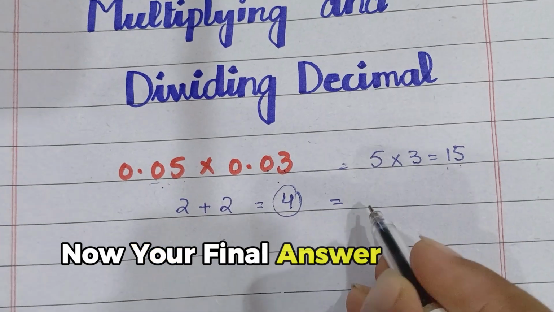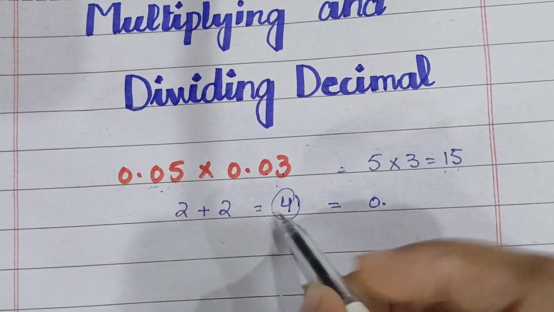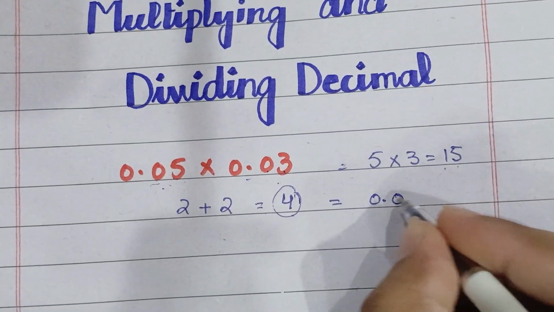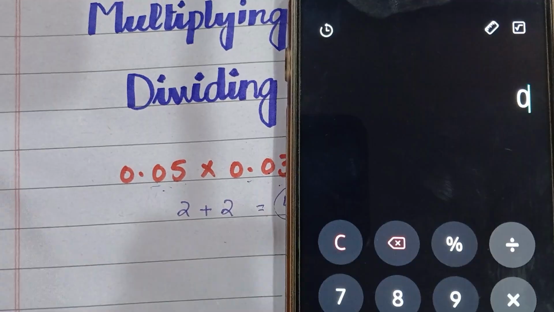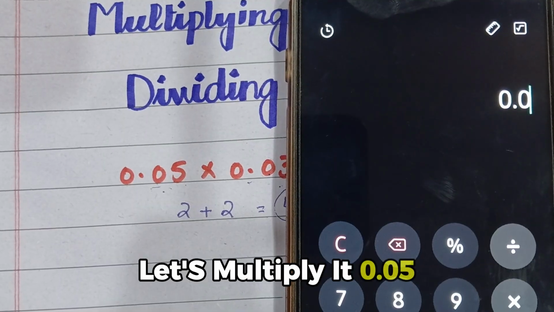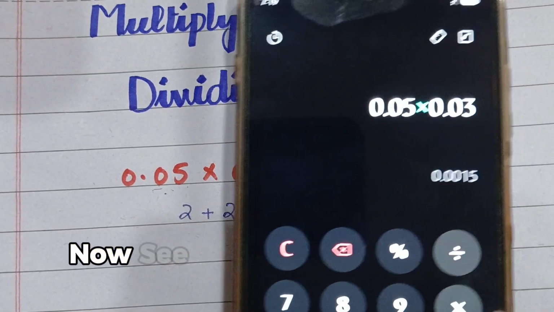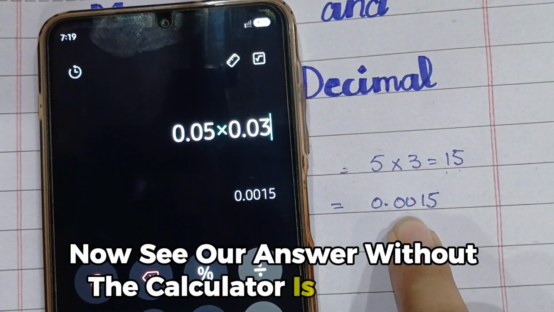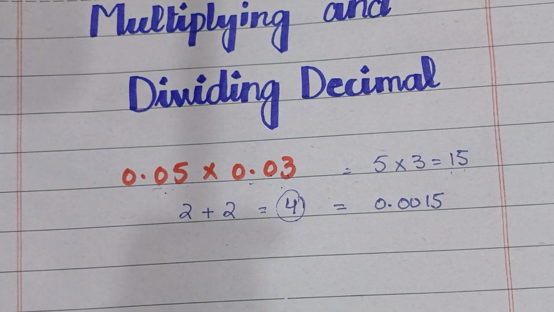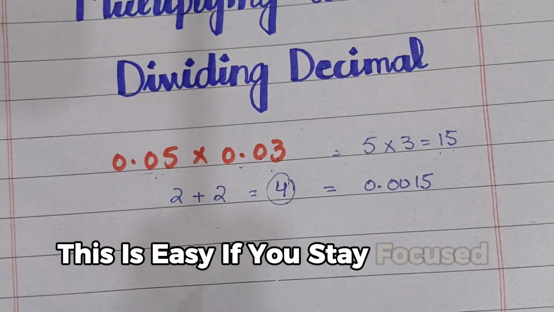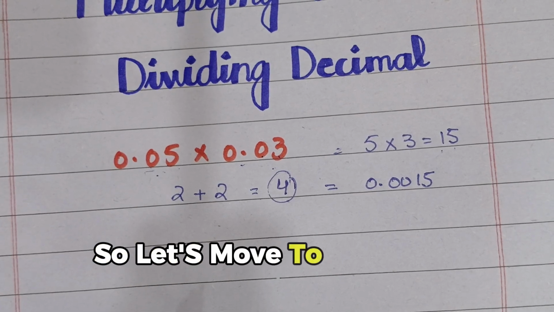Now, your final answer will be 0. We need 4 digits after the decimal, so 0.0015. Now, let's confirm this answer with the calculator. Let's multiply 0.05 multiply 0.03. See, our answer without the calculator is also the same when we confirm with the calculator. This is easy if you stay focused and use your brain, and everything will be fine. So let's move to the next example.